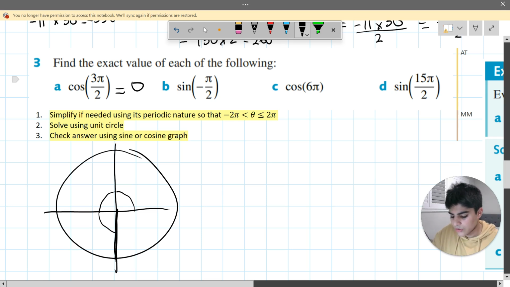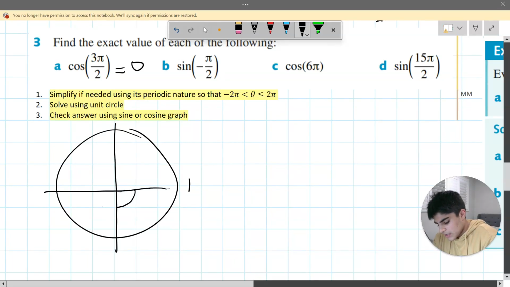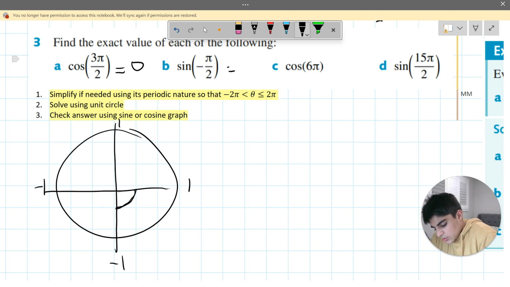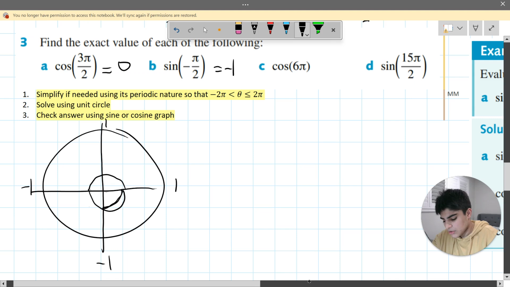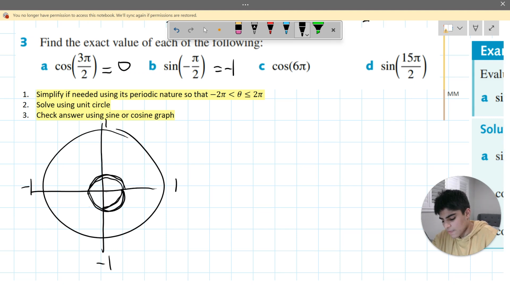Sine negative pi on 2. Negative pi on 2 is 90 degrees, so let's work backwards. This is the origin, negative pi on 2. Sine, as per the unit circle, let me just draw this up. Okay, 1, negative 1. As per the unit circle, sine negative pi on 2 equals negative 1. Cosine 6 pi. Okay, let's break this up. 1, 2, 3, 4, 5, 6. Cosine 6 pi is 1.